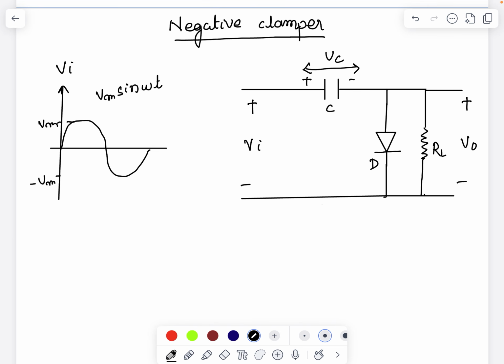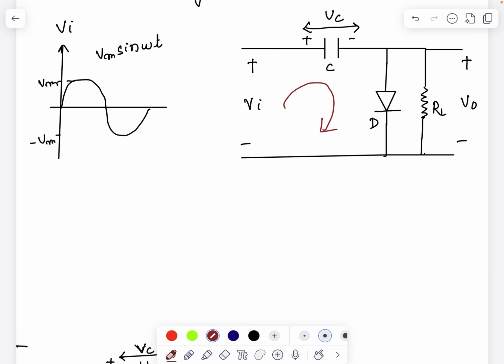Before starting, as I told you, the capacitor can only charge when the diode is forward biased. First I will find the general equation by applying KVL. As you can see, the diode and the load resistor are parallel to each other, so the drop across the diode and the load resistance are equal. That is called V0. If I apply KVL here, going from minus to plus, that is plus VI, then the voltage drop across the capacitor from plus to minus, I write minus VC, then minus V0 equal to 0.